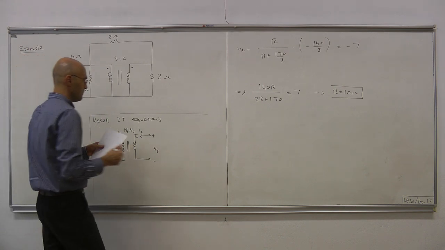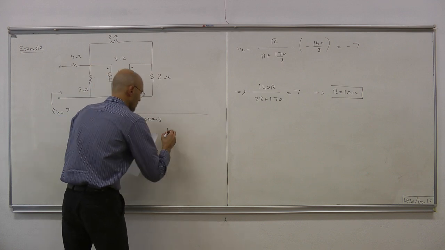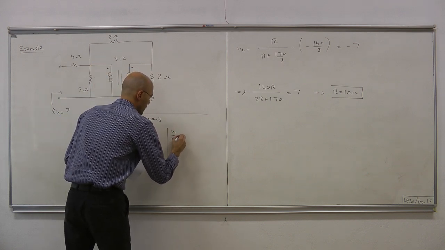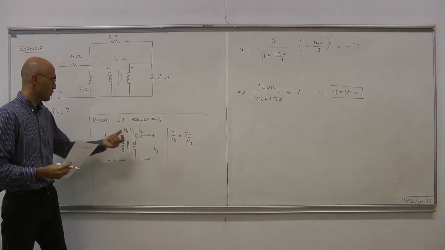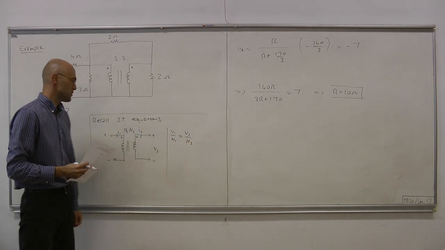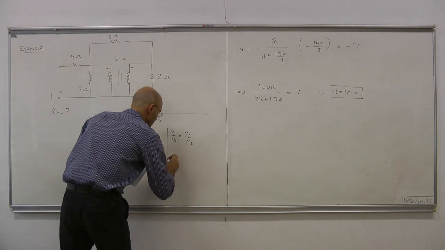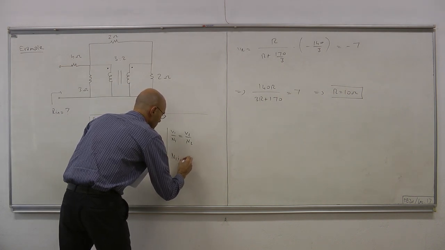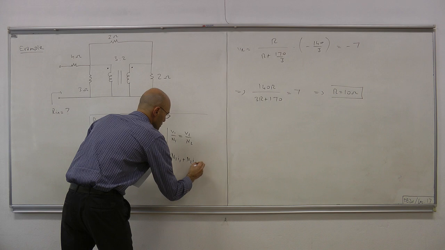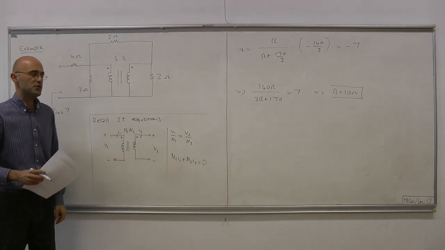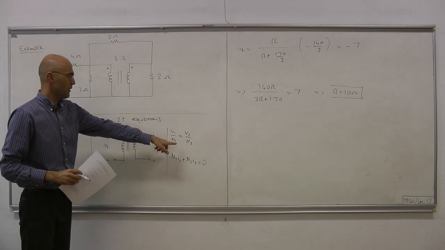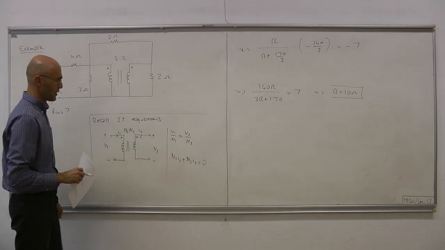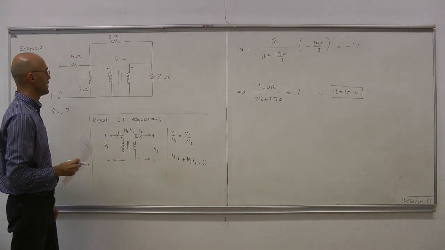Okay. Now the equations are V1 over N1 equals V2 over N2. So that's the equation that relates the voltages. And as for currents, N1 I1 plus N2 I2 equals zero. Since we have an ideal transformer in this one port, we have to make use of those two equations if you want to get the answer.